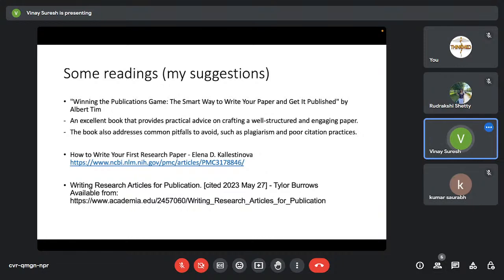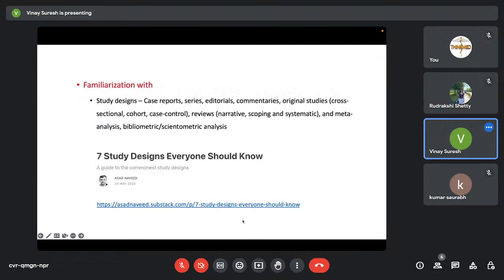It's an excellent paper that describes the outline of how a paper is written, and it describes a few questions you need to answer in each of those sections. I suggest you read that. And this is something that I already suggest you guys to read, a book by Taylor Burrows.